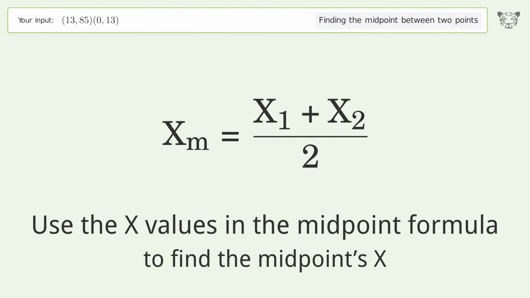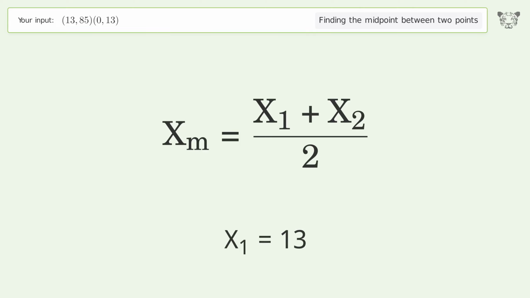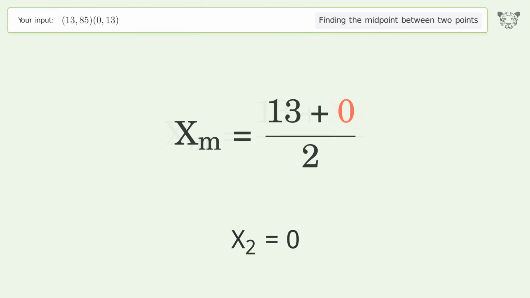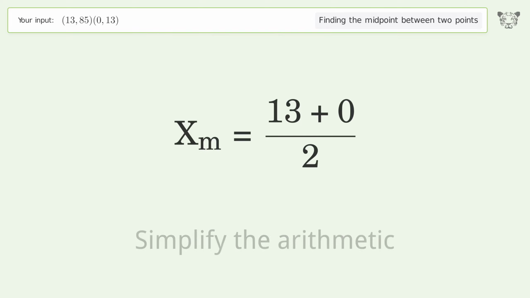Use the x values in the midpoint formula to find the midpoint's x. x1 equals 13. x2 equals 0. Simplify the arithmetic.